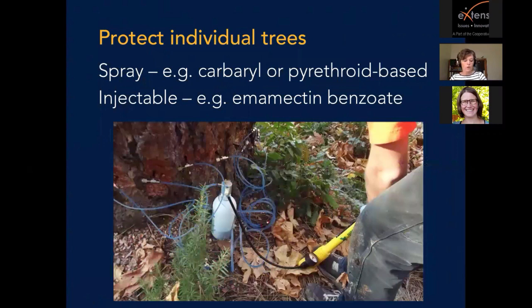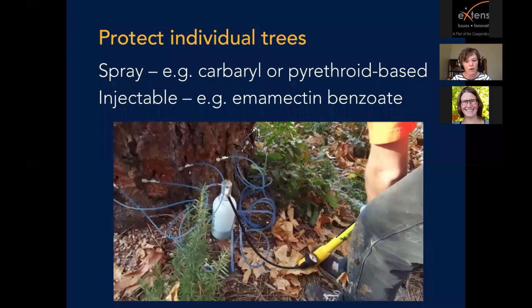And then finally, we have protection of individual trees. And this is for homeowners that have a beautiful tree they definitely don't want to lose, or a campsite that has a tree they definitely don't want to lose. These are applied at the individual tree level, and they are expensive. And so you have sprays, so they could be either carbaryl or pyrethroid-based sprays, and you'll get a number of years, 1 to 2, maybe 3 of protection based on those.